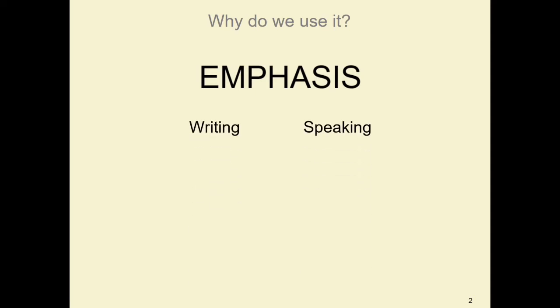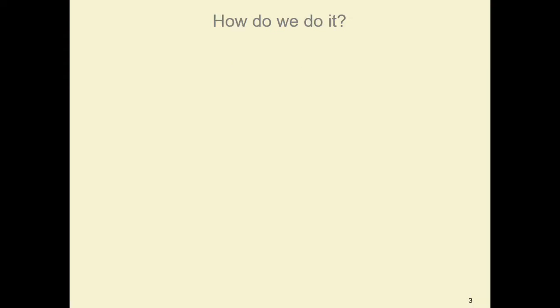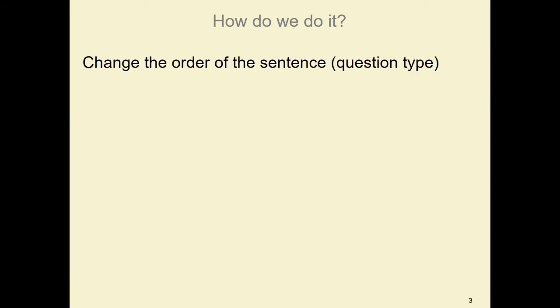We use this in formal language and informal language because what we are looking for is changing the tone of our sentence. So how do we do it? What does it look like? We are going to change the order of the sentence to a question type. That's why I call it inversion. We're inverting the sentence. It's going to look like this. An adverb comes to the beginning. We have an auxiliary verb, a subject, and a verb, just like a question.